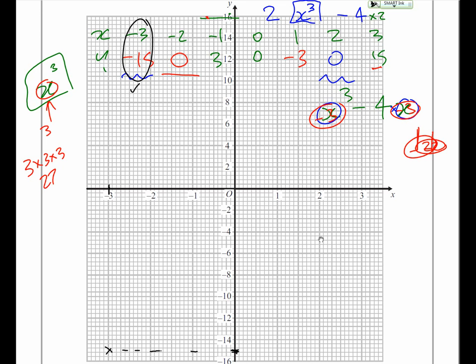Next one, moving along, minus 2 across and 0 up, so it's just there. Minus 1 across and 3 up, it's in the middle again here. 0, 0 is here. 1 across, 3 up. Minus 3, what am I talking about? Sorry. Minus 3, 3 down. 2 across, 0. And 3, 15. So we go up, right up to here, between 14 and 16.